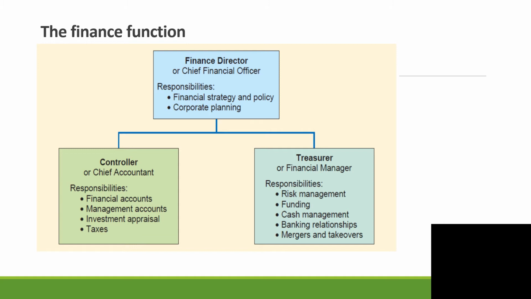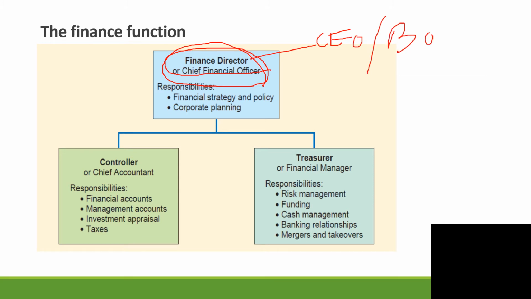Now the finance function: how financing decisions are made, and where the responsibility of finance and the financial function lies. You can see the finance director is sometimes also called a chief financial officer. The responsibility is to formulate the strategies and financial policies. The chief financial officer or the financial director works in close collaboration with the CEO and the board of directors. He's a top manager, so his job is making policies.